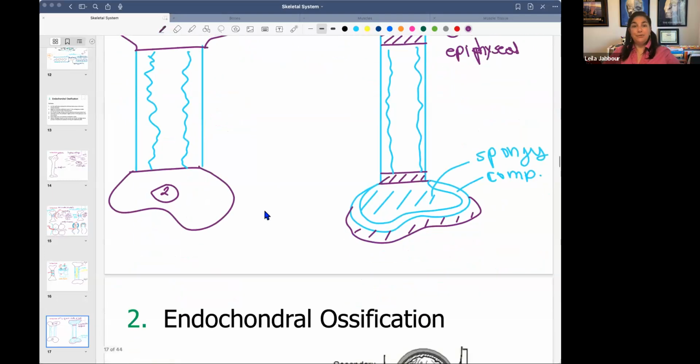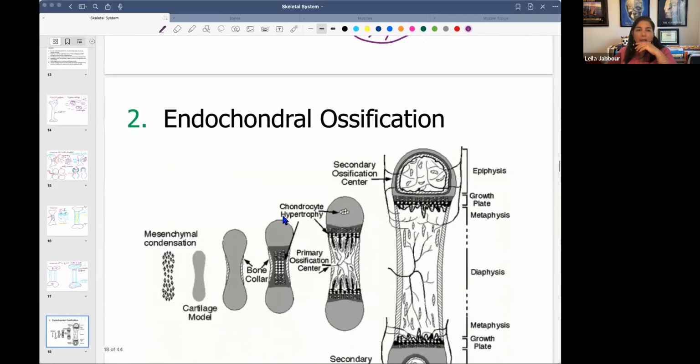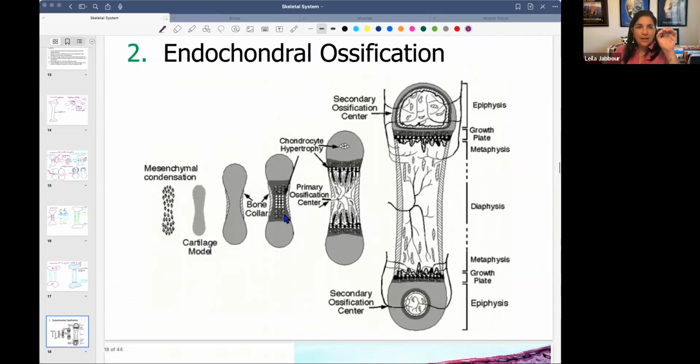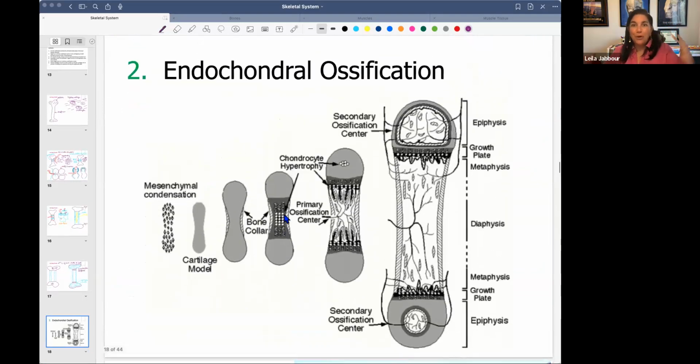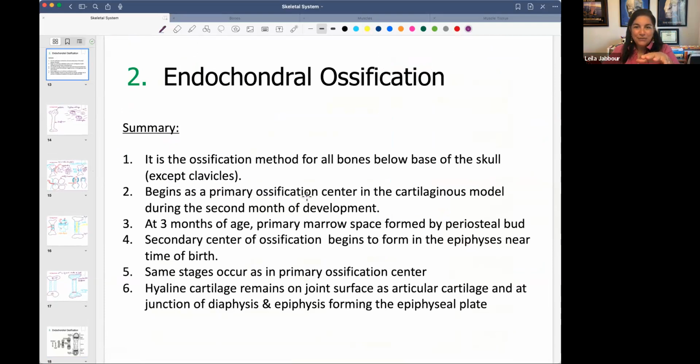So now we have to talk about this growth plate. All right, so before we get into the nitty-gritty of the growth plates, here are a few pictures of this whole process. So I just described it. And by the way, the summary was in the beginning. Primary center of ossification during the second month of development. At 3 months of age, the primary marrow space is formed by the periosteal bud. I didn't add that chronology in my drawings. I did mention that verbally.